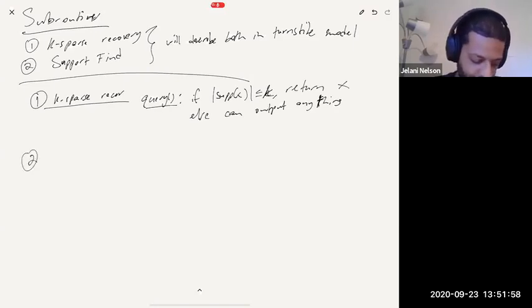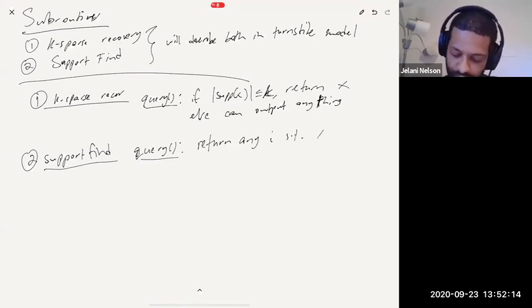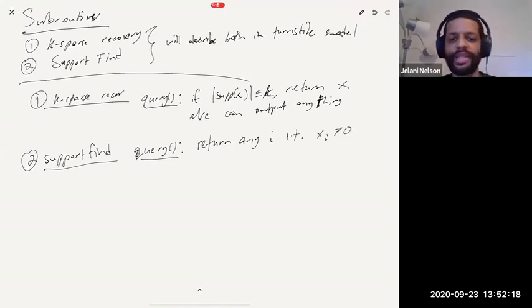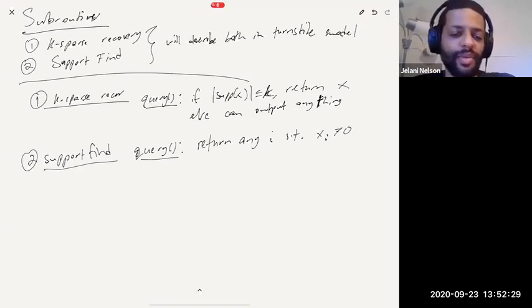And support find: when someone queries that data structure, return any i such that x_i is not equal to 0. Okay. Remember, x is this vector being updated in the turnstile model. So, support find maybe is the easier one to talk about. Let me give you an example of how to think about it.